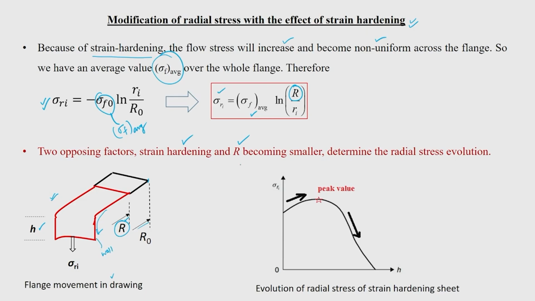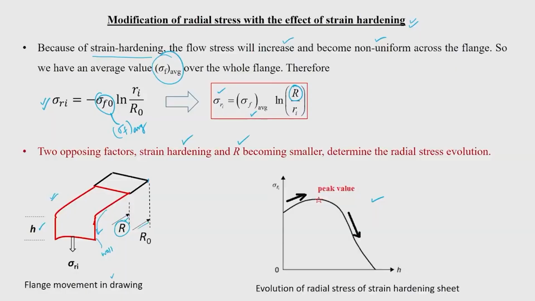So these two together are going to create one particular pattern of your evolution of sigma R, which is what is given in this particular figure. So for a strain hardening sheet, you will see that sigma R is plotted with height, the height of the cup. You will see that initially there is an increment in the sigma R value in this way, and it reaches a peak value here. I represent it as a star, and then further punch movement, an increment in height, will actually reduce the radial stress. This is how a typical plot would be for a strain hardening material.